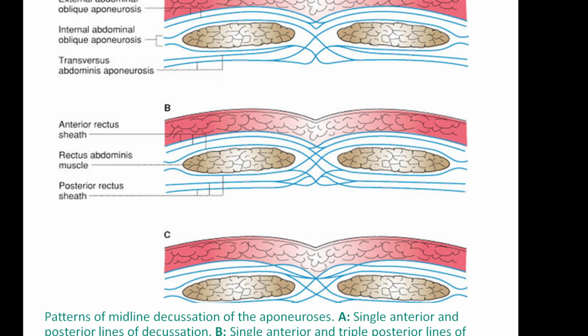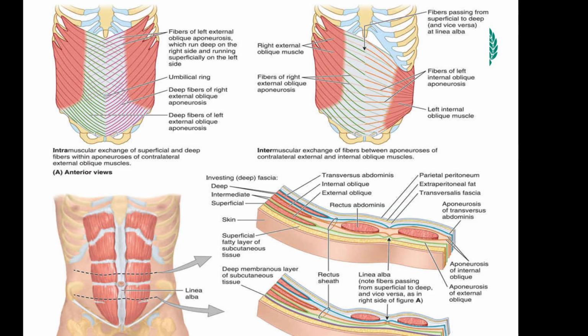On this picture, you can see the patterns of midline decussation of the aponeurosis. On A, you can see single anterior and posterior lines of decussation. B shows you single anterior and triple posterior lines of decussation, and C triple anterior and posterior lines of decussation. This picture also demonstrates the differences between the structure of the rectus sheath above and below the umbilicus.